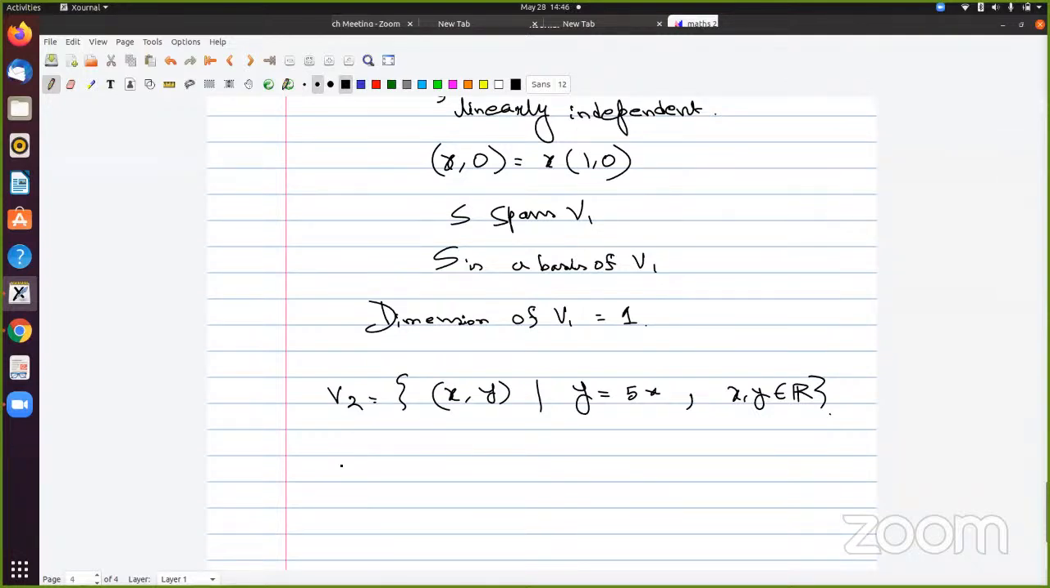Okay, should I go ahead? Yes, sir. Okay, great. So now my question is, what is its dimension? This is a subspace, which means it is a vector space again. So what is the dimension of this subspace? 1, sir. Why?